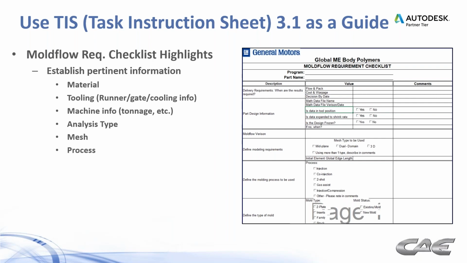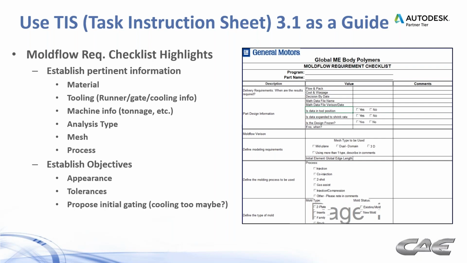analysis type, what type of mesh we are going to use, what's a basic process that we might run. But more importantly, probably, is to establish objectives, appearance issues, tolerances, and to propose some initial gating, and maybe even talk about cooling at this point too, maybe a cycle time target. You know, the tier ones are basing their piece part costs on a cycle that they're estimating, probably from experience. So it's good to know what that number is, so that we can gear our cooling toward that.